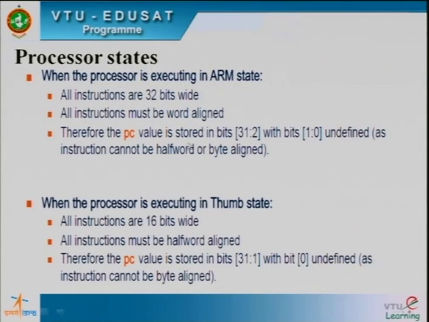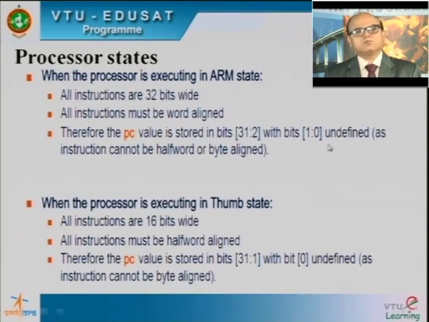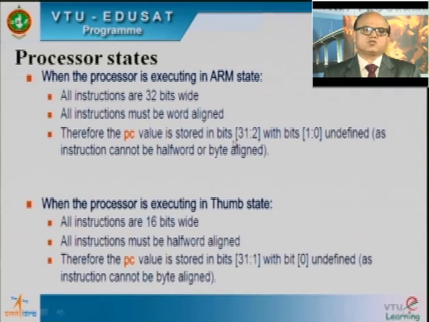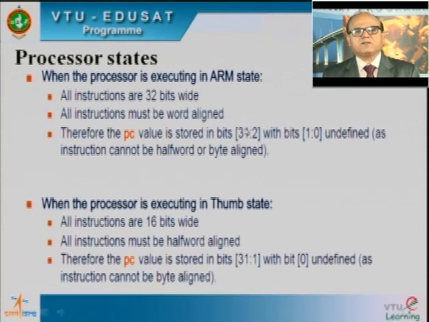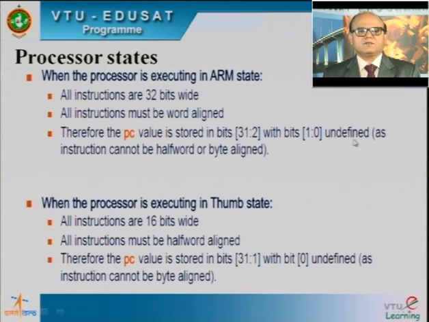I think I have the next slide which depicts the diagram of the alignment of the instructions, so we will take that up there. All instructions must be word aligned, and the PC value is stored in bits 31 to 2. Bit number 0 and bit number 1 are undefined for this particular state of the ARM core, and bit number 2 to bit number 31 hold the actual address, which gives the indication of the address of the instruction. Bits 1 to 0 are undefined as the instruction cannot be half word or byte aligned. So 0 and 1 are undefined here, and 2 to 31 are used as the PC value.